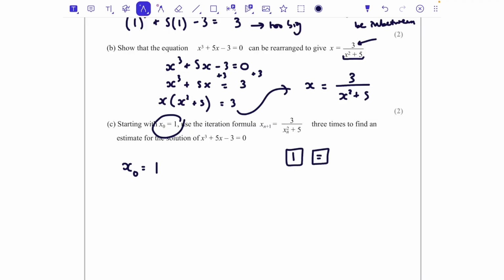So 1 and equals. And what that does is it stores it as the answer. Because what I'm going to do next is take this formula and type it in my calculator, but I want that 1 to already be stored in there. So 1 is stored as the previous answer, because then I can type 3 over the answer squared add 5. And what that's going to do is always take the last answer and put it back in, which is what iteration does. So 1 is now in my calculator, I've hit equals and it's stored as the answer.